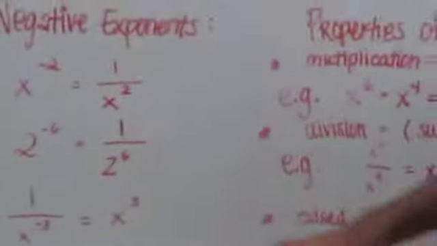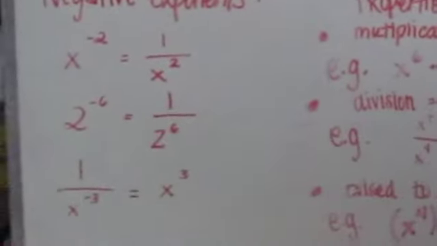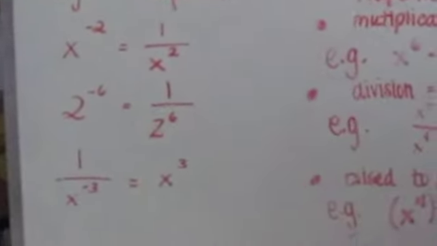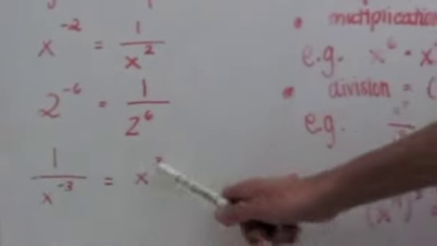A more advanced example is 1 over x to the negative 3. To get rid of that negative again, you're going to flip it over, and now you're going to have x to the 3rd. And that's how you make your exponents positive.